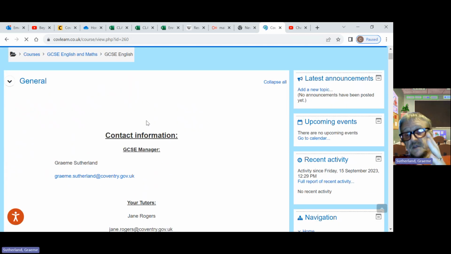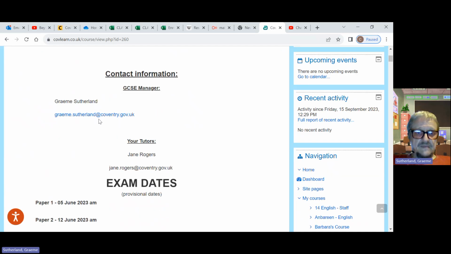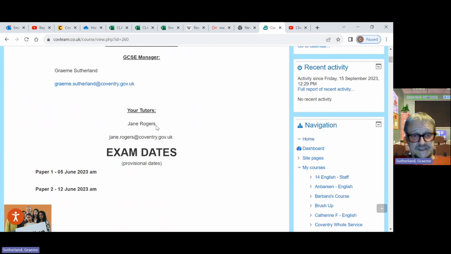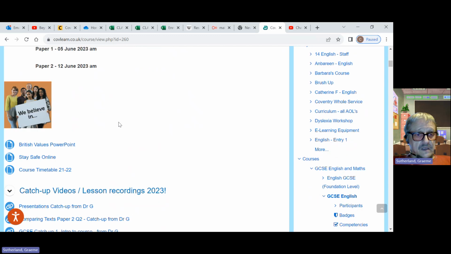now the first time that you log in to your course, you'll be asked to enter a key code, which is only going to be given out to people who are registered to that course. So you get your key code from your tutor, but you'll never be asked for the key code again. So you've got information like my email address and the tutor's email address. You've got the dates of the exams, which at the moment are the wrong ones.